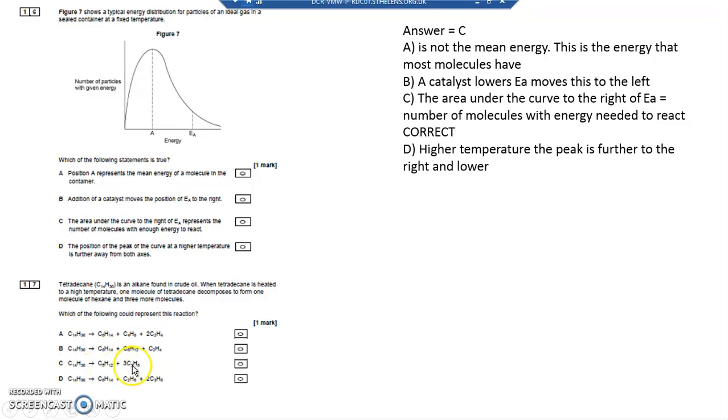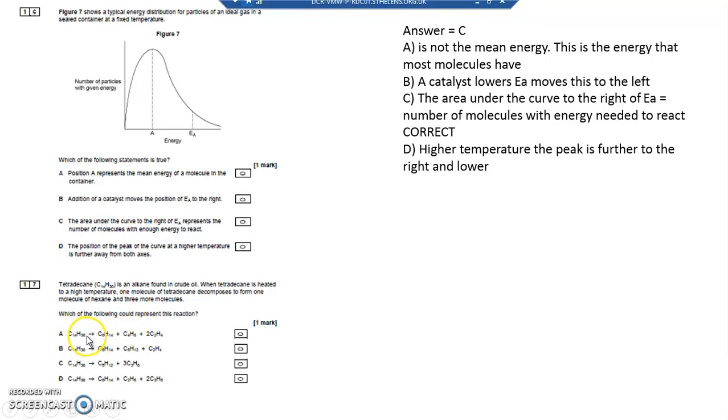C, what's wrong with this? Well, it's actually not forming hexane, it's forming C5H12, which looks as if it's pentane, so it's not forming hexane at all, so C is incorrect. D doesn't look as if it balances. If I check the number of hydrogens, I've got 30 hydrogens here, I've got 14, add 6 is 20, and 2 sixteens is 12, that's got 32 hydrogens. It actually doesn't balance, so A is the only one that's correct.